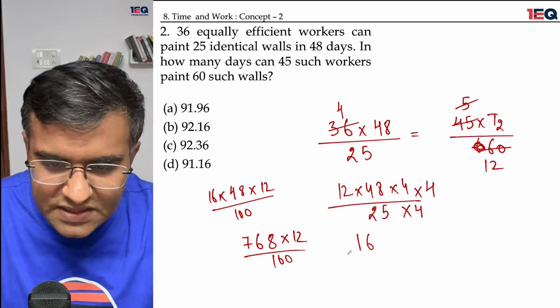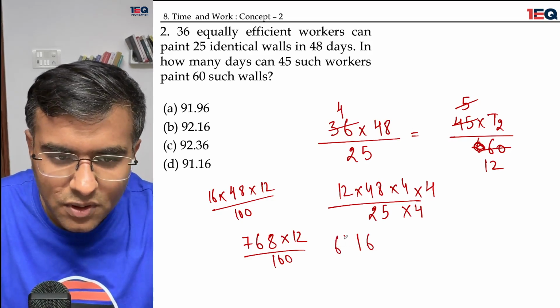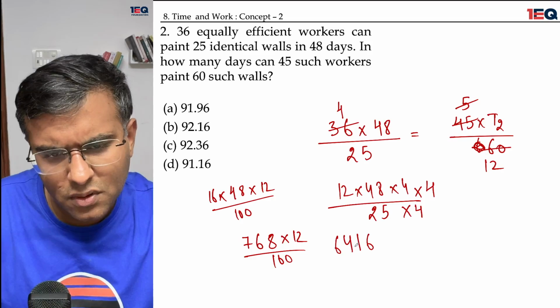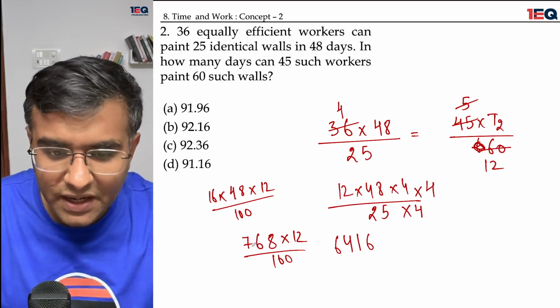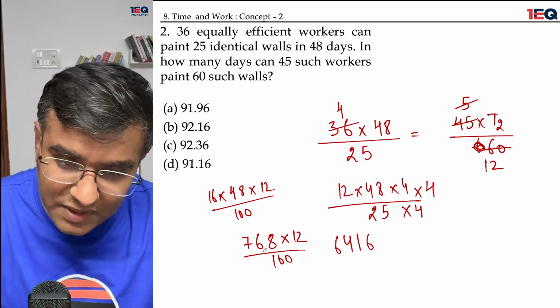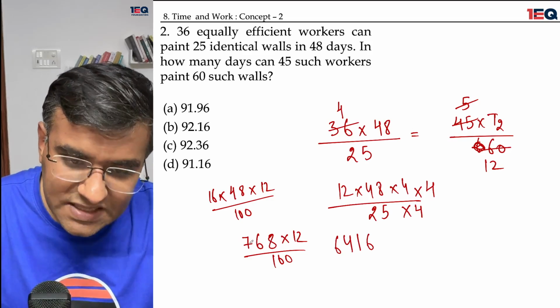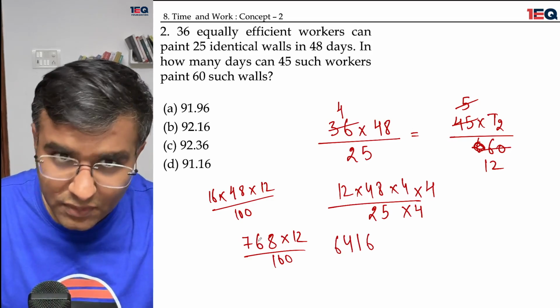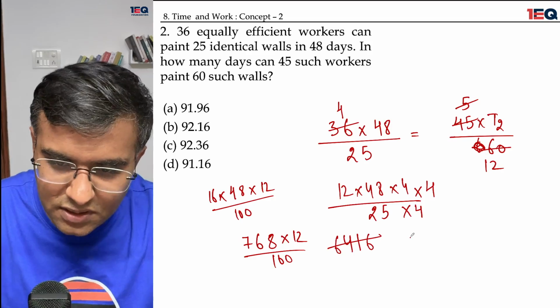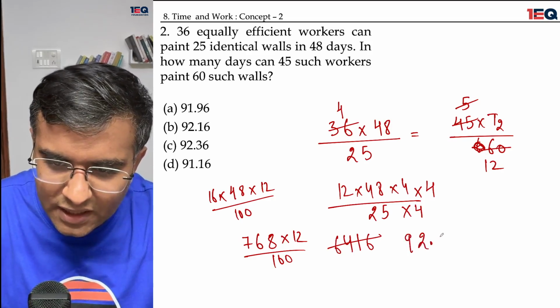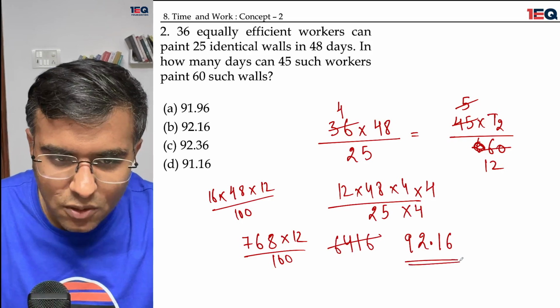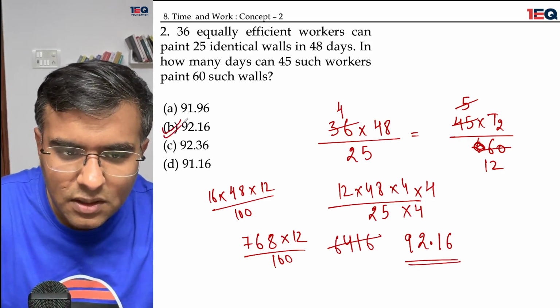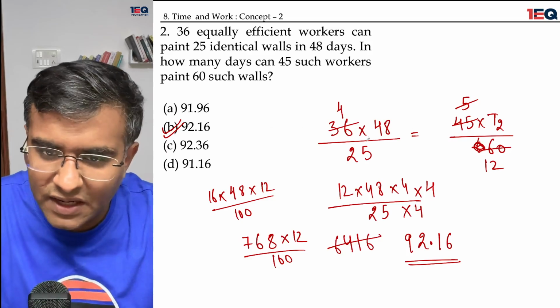12 sevens are 84. 12 6s are 72 plus 9 was 81. 12 sevens are 84. 84 plus 8 is 92. This is basically 92.16. Okay. So we have the option B, 92.16 as our final answer.